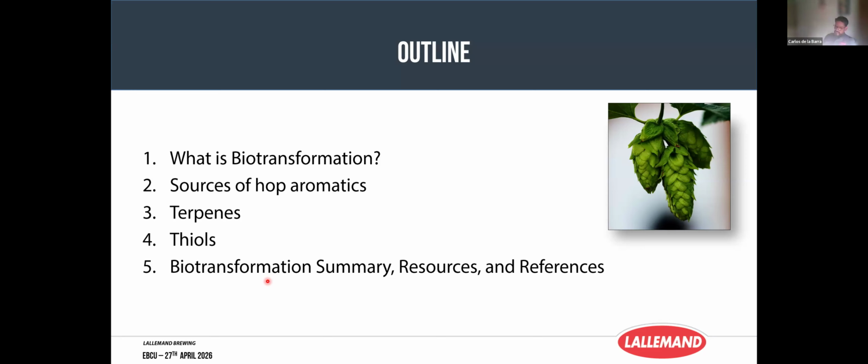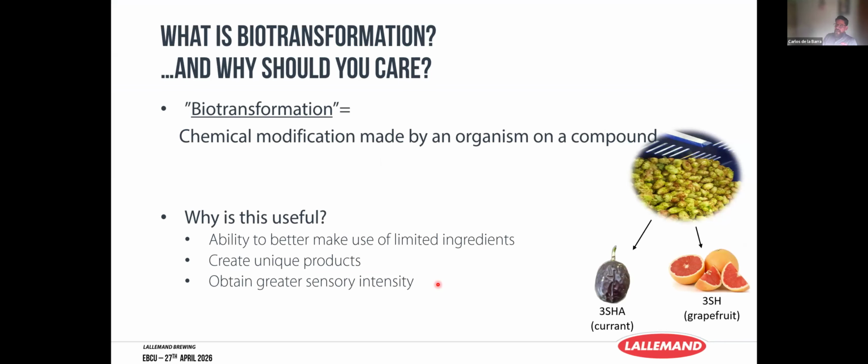Like I said, there'll be a nice little summary at the end with some very cool resources that I would have loved to have when I was brewing. A nice step by step for the home brewers amongst you on how to get the most out of the hops, but also all the other ingredients where you can have nice precursors for these beautiful hop aromatics. So, what is biotransformation and why should you care about this?